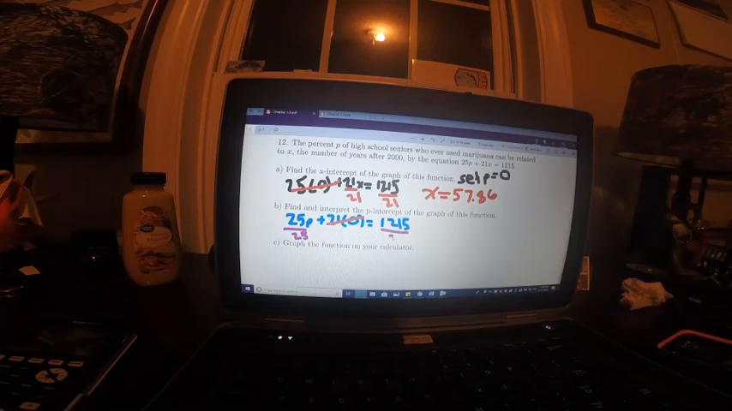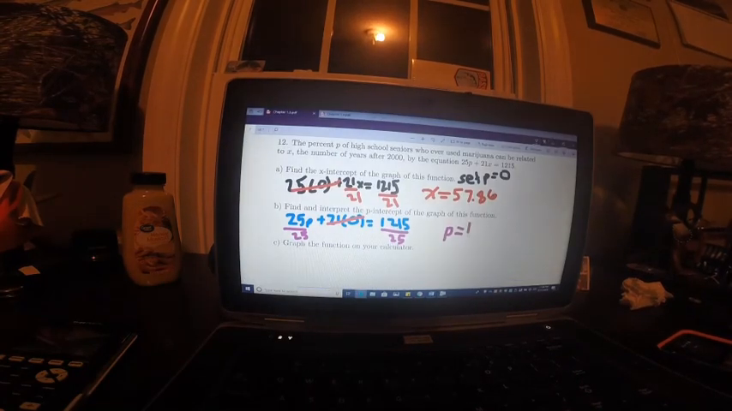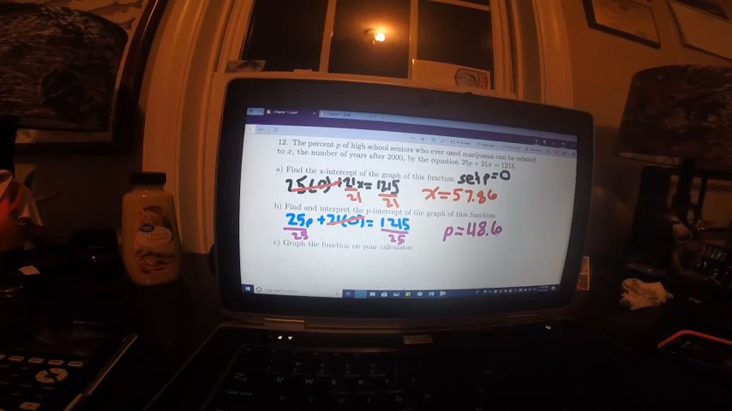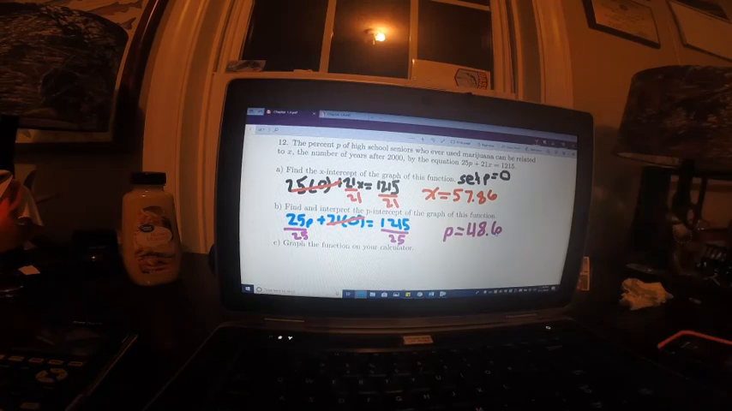So 1,215 divided by 25 lends itself to p being equal to, let's put it on the calculator and solve it, $48.6. Alright, so here at year 0, 48.6% of high school seniors had used marijuana.